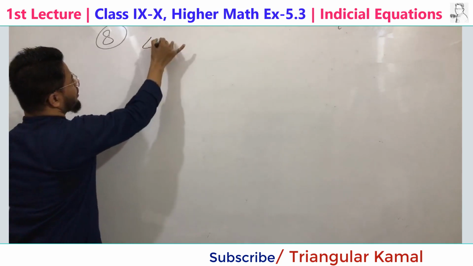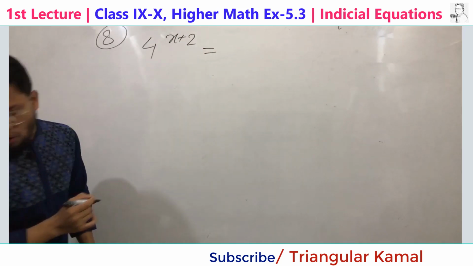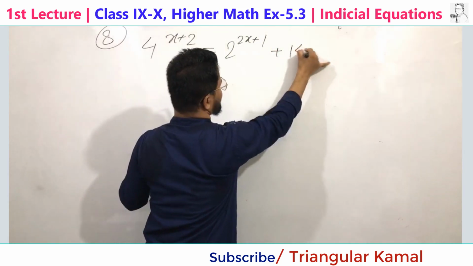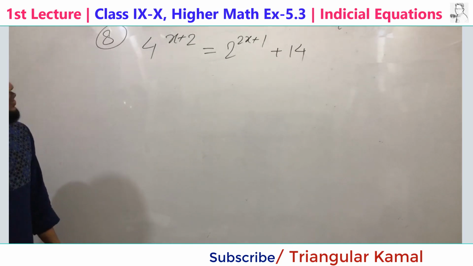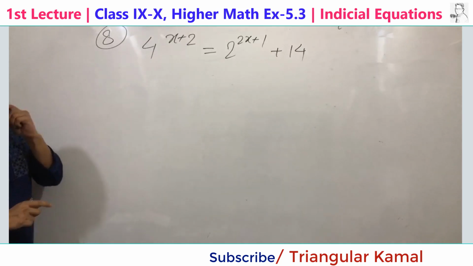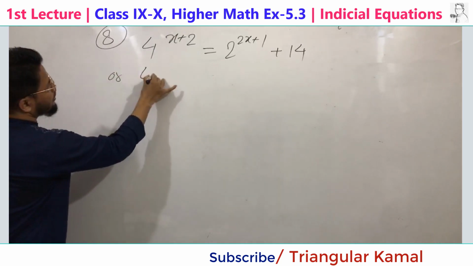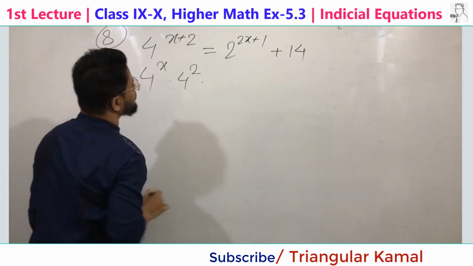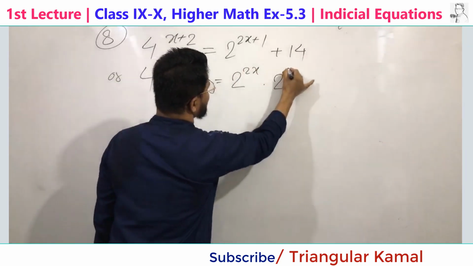4 to the power x plus 2 equal 2 to the power twice x plus 2 to the power twice x plus 1 plus 14. Again revise this one: 4 to the power x plus 2, equals 2 to the power twice x plus 2 to the power twice x plus 1 plus 14. So now we can shift this one as 4 to the power x into 4 to the power 2. This one is 2 to the power twice x into 2 to the power 1 plus 14.